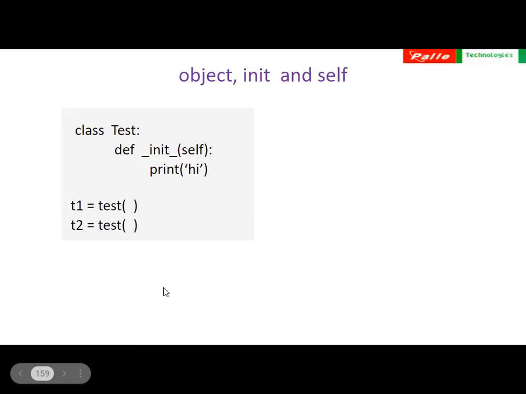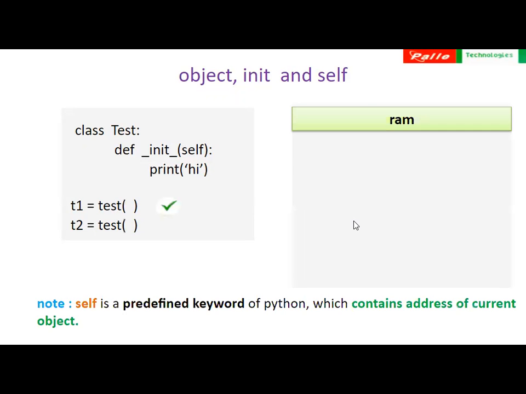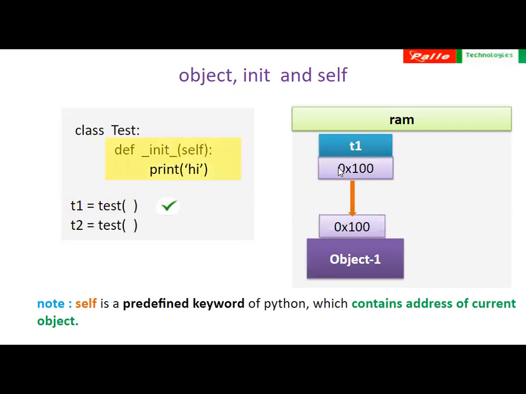Two objects in the RAM memory, correct? So it will create two objects, the T1 object and the T2 object. Before that, we have to understand one point here. Remember, self is a predefined keyword in Python which contains the address of the current object.